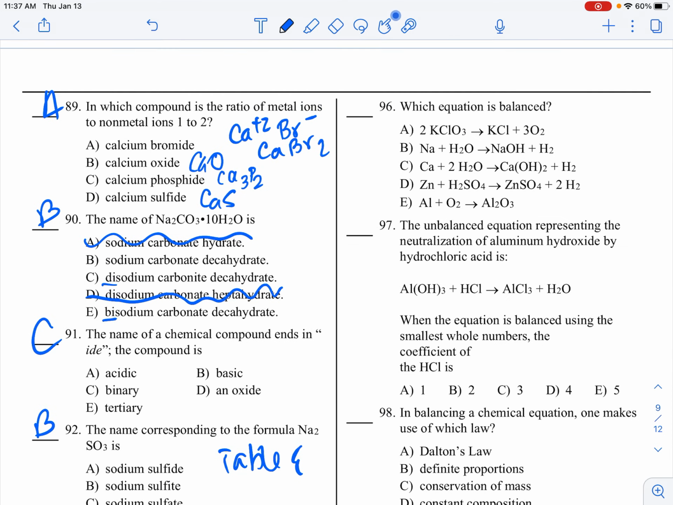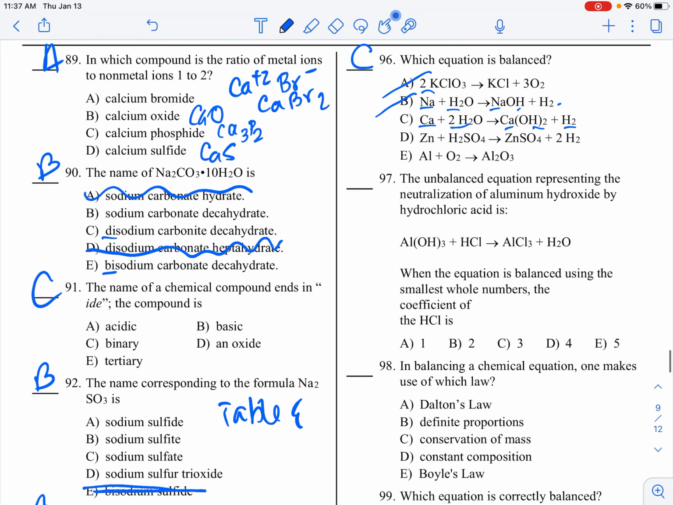Which equation is balanced? So making sure we have the same on both sides. So 2 potassiums, 1 potassium. Nope. 1 sodium, 1 sodium. 2 hydrogens, 3 hydrogens. Nope. 1 calcium, 1 calcium. 4 hydrogens, 4 hydrogens. 2 oxygens, 2 oxygens. Choice C.